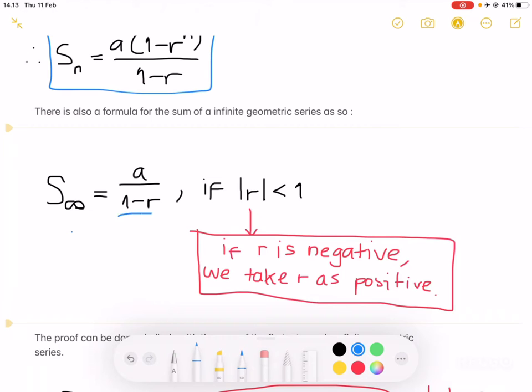It means that it's a fixed value, it's not infinite. And this only applies if the absolute value of r is less than 1. So what I mean by the absolute value: if we assume we have a negative value of r, let's say negative a half, we don't consider the negative sign, we just delete it, and then we only take the positive version, which is just a half. If we also have a positive value of r, let's say a third, then it's just the same, since 1/3 is already positive.